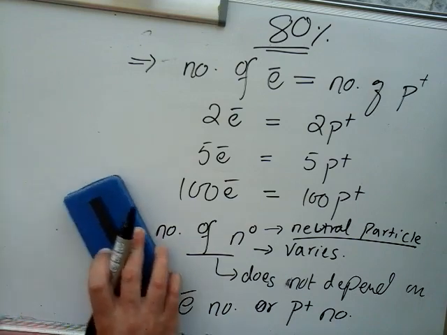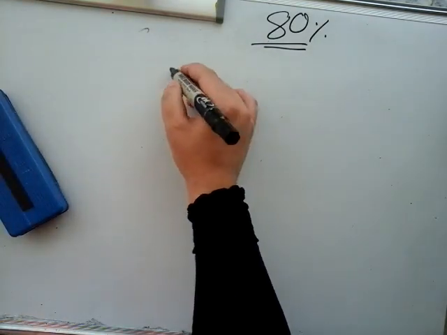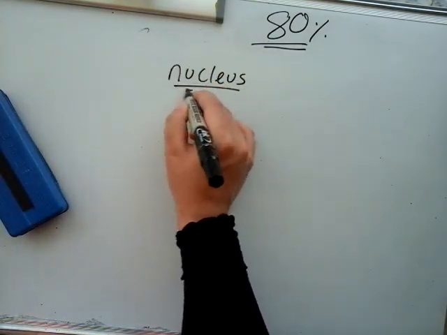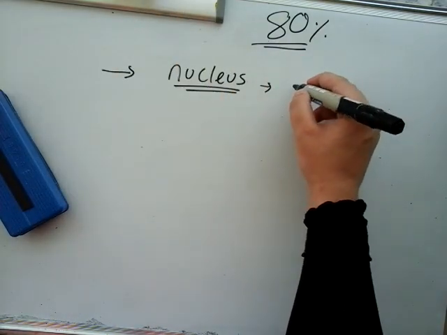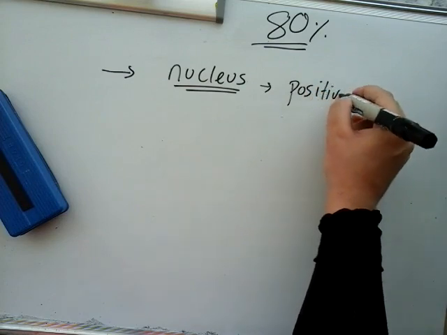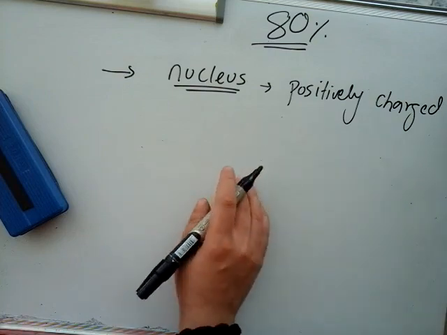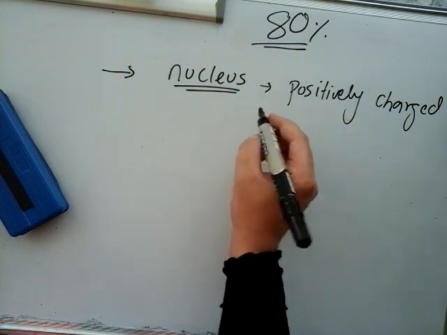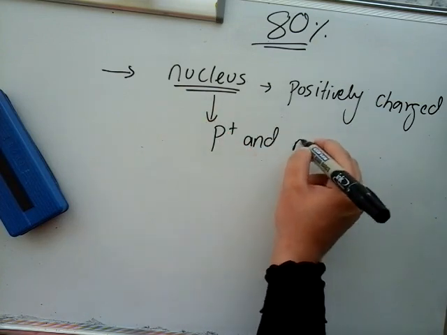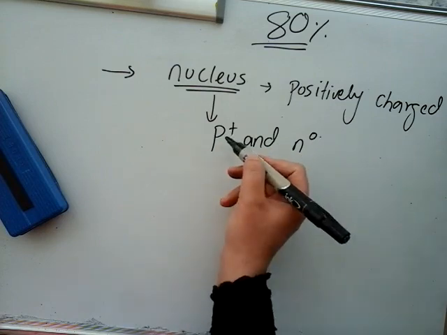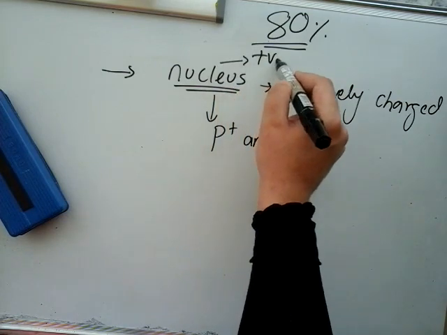So this was the concept. Now keep in mind the other important point: the nucleus is positively charged as a whole. Why positively charged? Because we know that inside the nucleus proton and neutron are present. So because of the presence of protons, the nucleus always carries a positive charge.